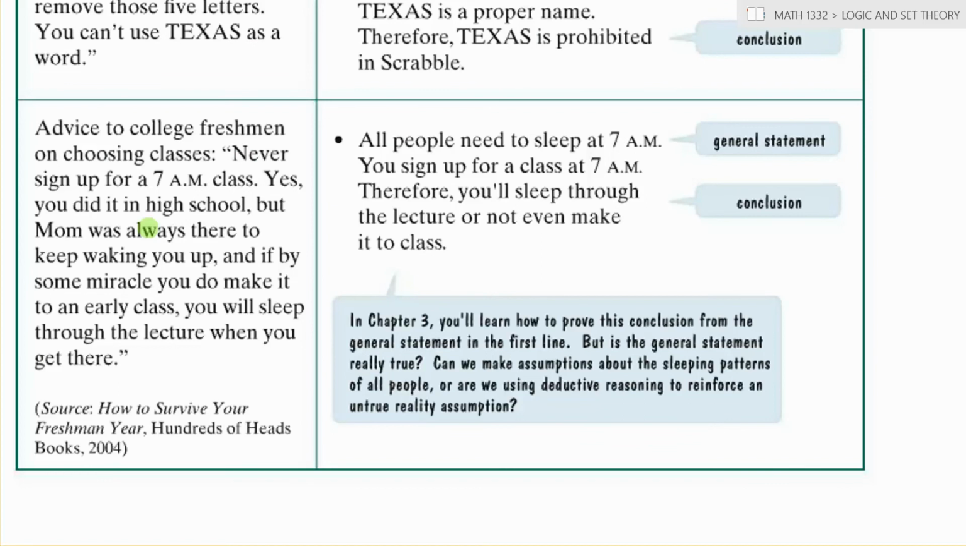In the next one, it says advice to college freshmen on choosing classes, and this comes from a How to Survive Your Freshman Year book. Quote, never sign up for a 7 a.m. class. Yes, you did it in high school, but mom was always there to keep waking you up. And if by some miracle you do make it to an early class, you will sleep through your lecture when you get there. All right.